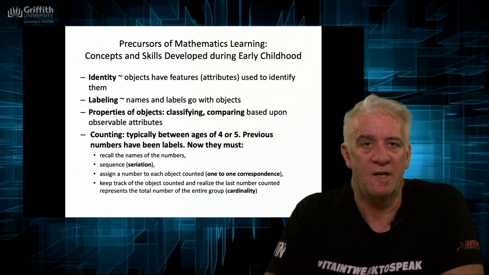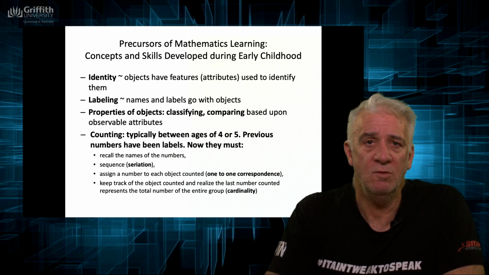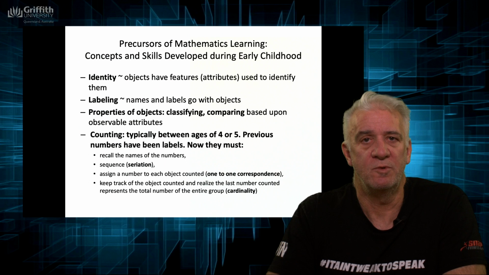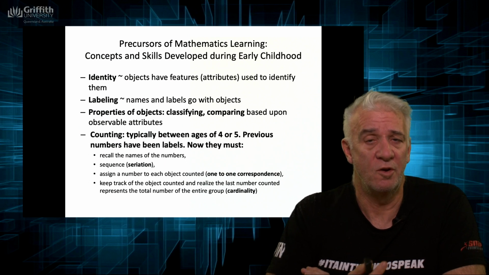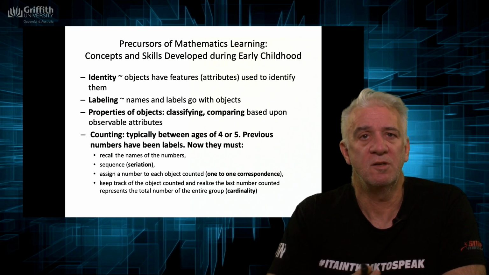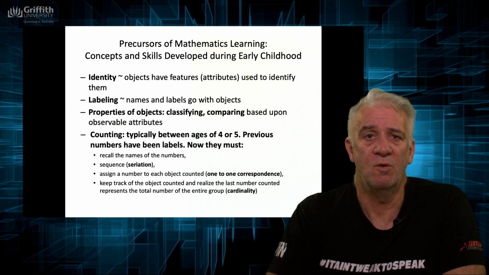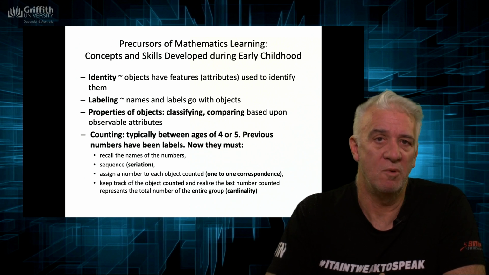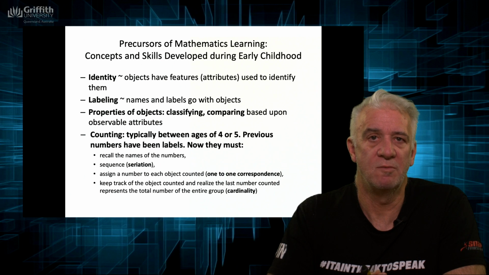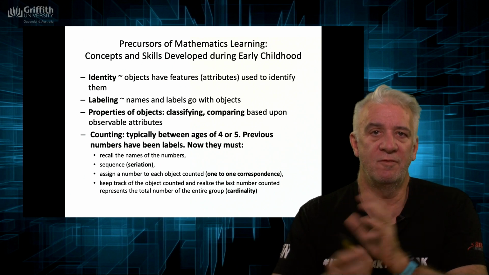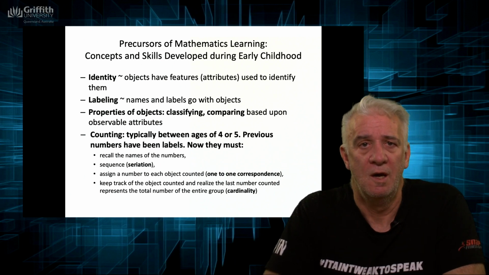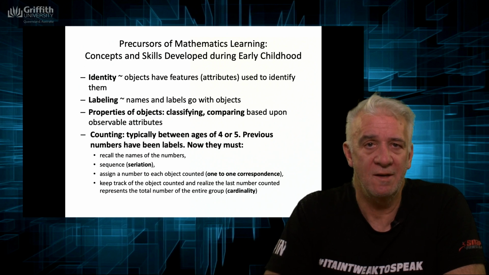So, if you looked at a square and a rectangle, what are some of the properties that would help you classify them as being quadrilaterals? But how could you compare them and see that they're actually different as well? What makes them different? So that's what we mean by properties of objects, and how you can classify and compare them. And the last one there, of course, is counting.